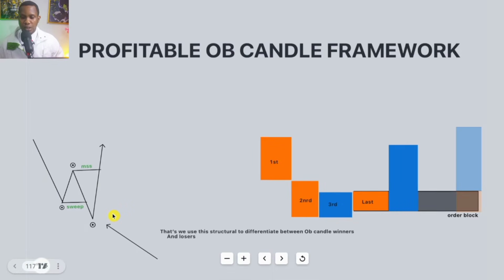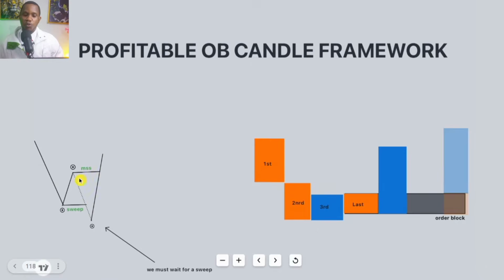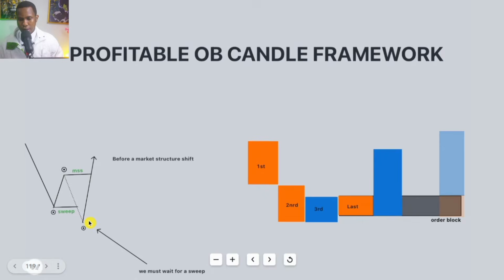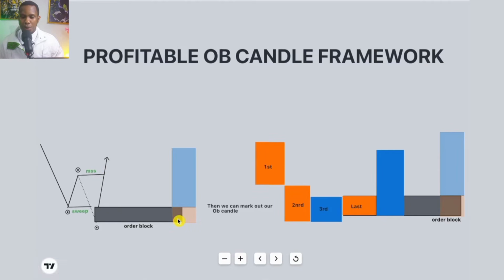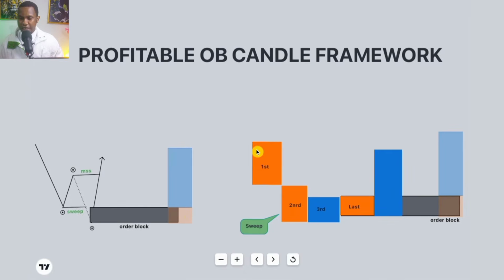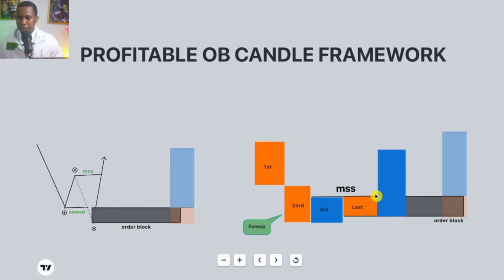You already know, not every order block candle in the market actually works. That's why we use our structural framework to differentiate between order block winners and losers. We want a sweep and a market structure shift, guys. Then we can mark out our order block candle to trade from. From the candle's perspective, this is the sweep we had, this is the market structure shift we had. Are you guys following?